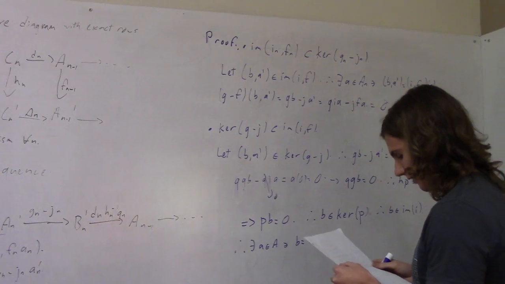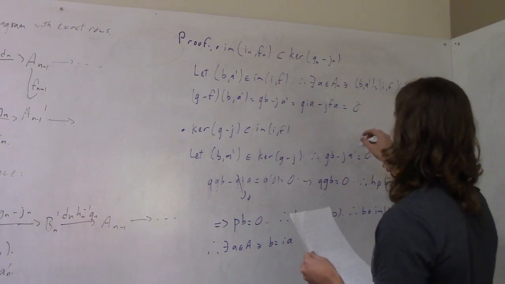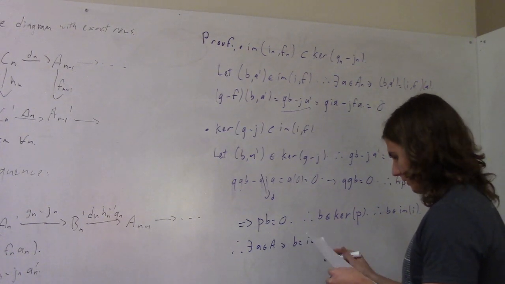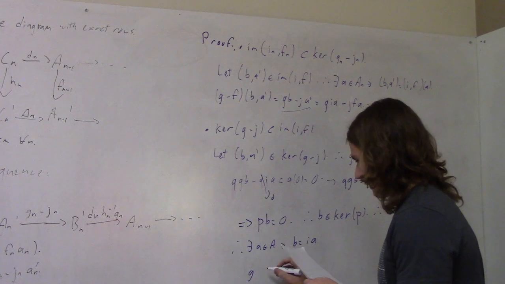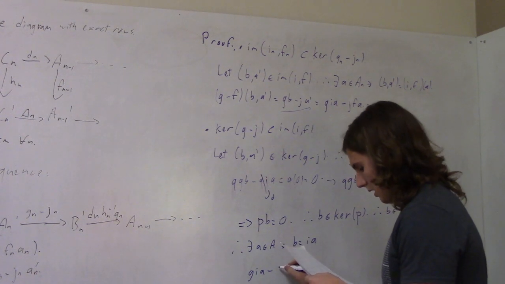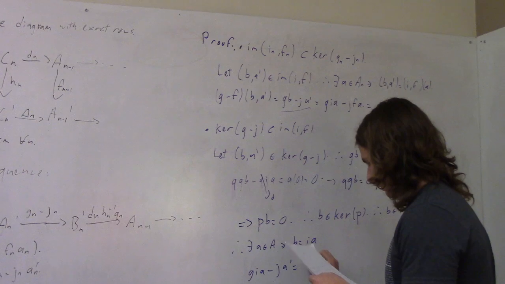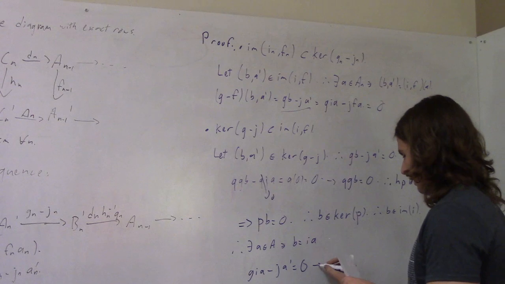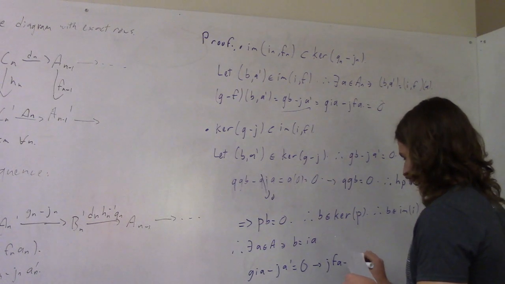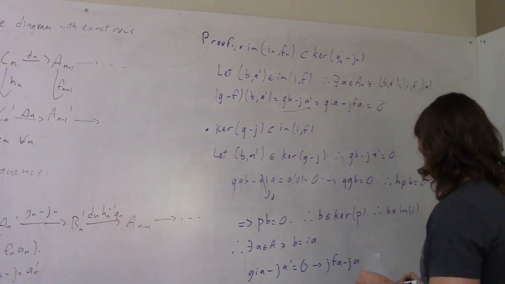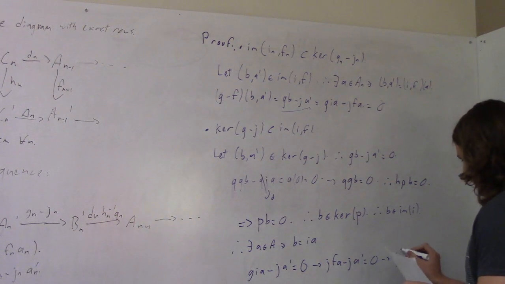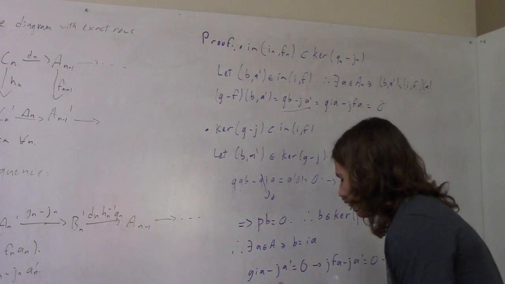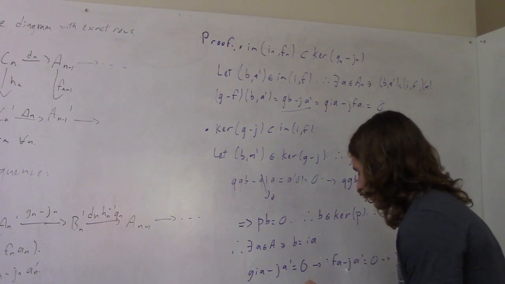Alright, so where are we? So let's go back to what we had up here. So we have GB minus JA prime is equal to 0. So that means that since B is IA, GIA minus JA prime is equal to 0. But GI is equal to JF, so that means that JFA minus JA prime is equal to 0. Okay, so that means that J of FA minus A prime equals 0, which means that FA minus A prime is an element of the kernel of J.